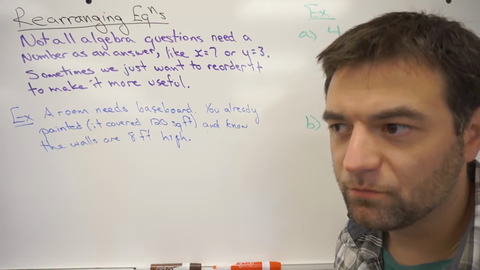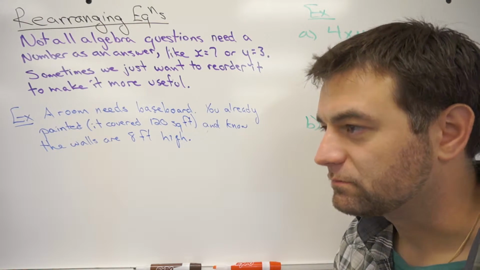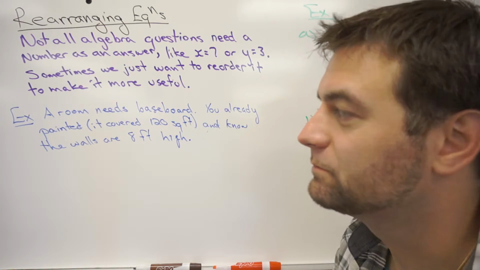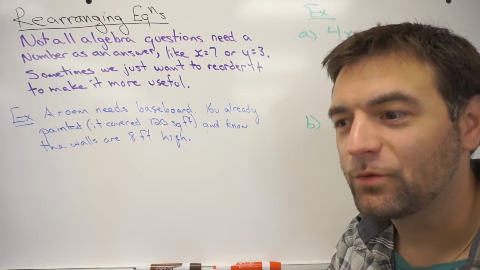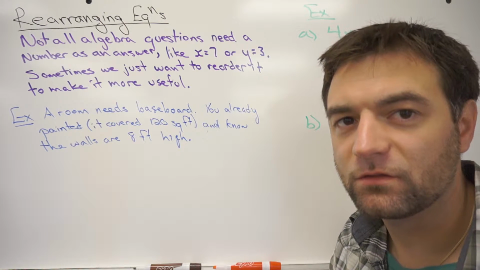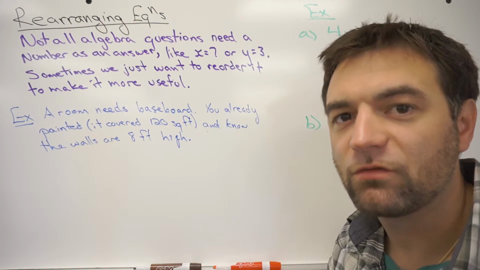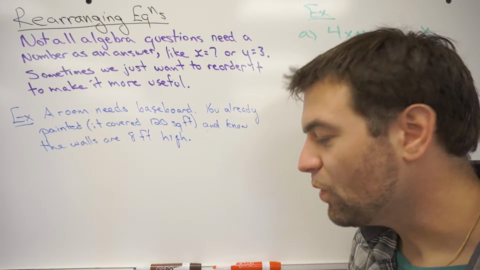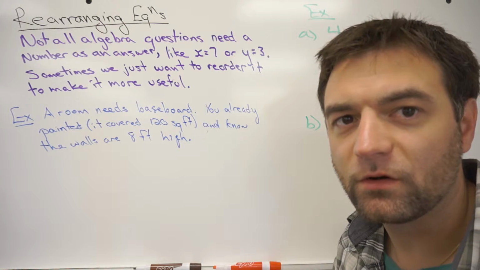If you're doing some home improvements and you're looking to put some baseboard around a room, and you happen to have lost your measuring tape, which was the situation I was in at one point in time. You painted the room, and when you check the paint can, you know that it covered 120 square feet. So you know the area of the walls, and you also know that the walls are 8 feet high, which is the standard height of walls. To find the length of baseboard that you would need to buy, you can just rearrange the area formula for rectangles.